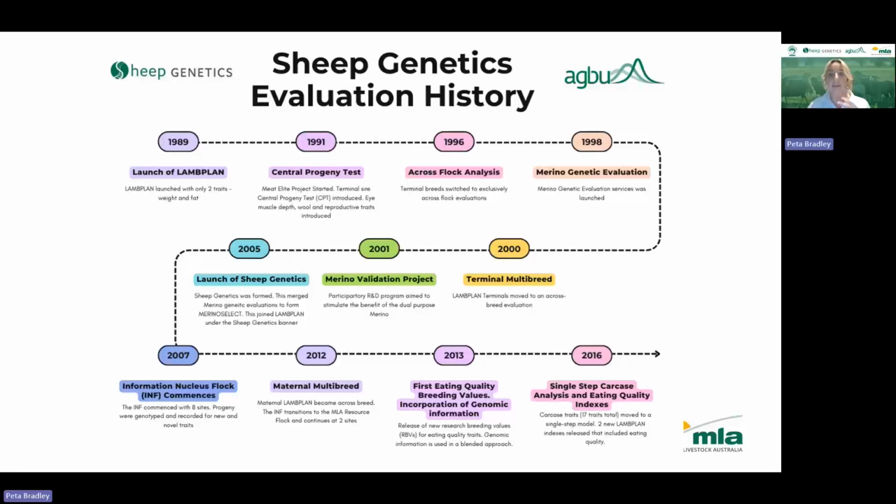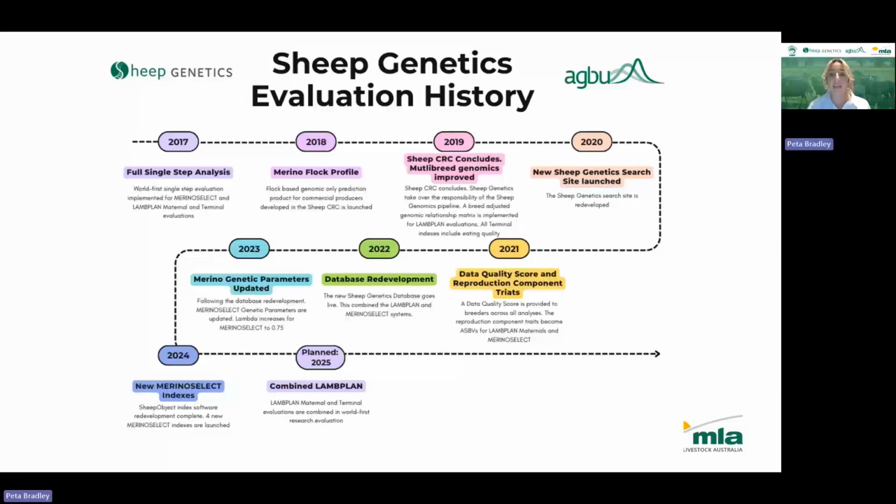Since then, we've been in this state of evolution, particularly with the rise of genomic information and the addition of new traits like carcass and eating quality traits to our evaluation. In more recent years, we've also seen things like the Merino Flock Profile arise, as well as our database development back in 2022. And then finally, this year, we're really excited to launch Combined LambPlan, which marks 25 years of terminal multi-breed evaluations, but also 20 years of Sheep Genetics in its current form.